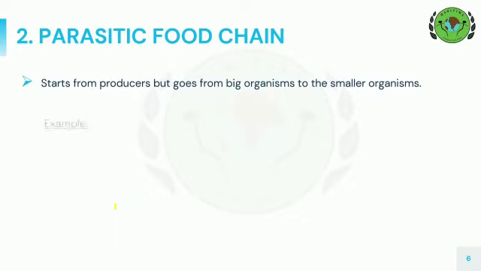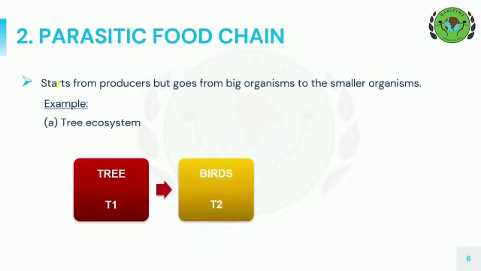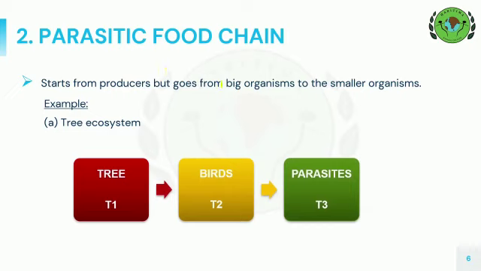Second is parasitic food chain. It starts from the producers but goes from big organisms to the smaller organism. Example of this is tree ecosystem. Here, on a single tree, many birds are present, and on a single bird, many parasites are present. So here, parasites are the smaller organisms and the tree is the bigger one, and the food chain goes from big organism to the smaller organism.